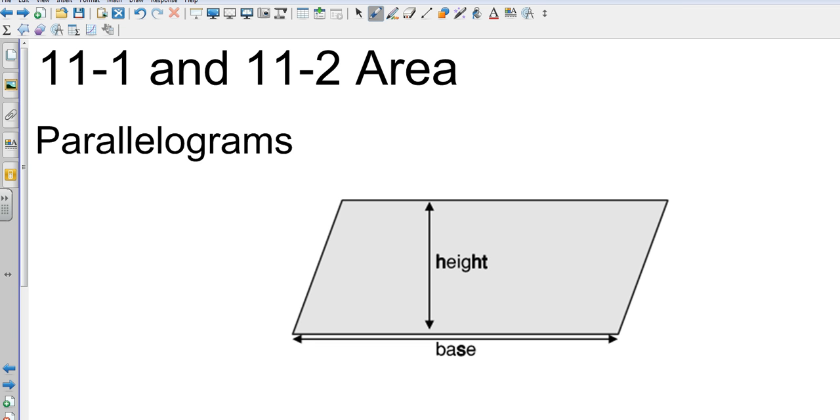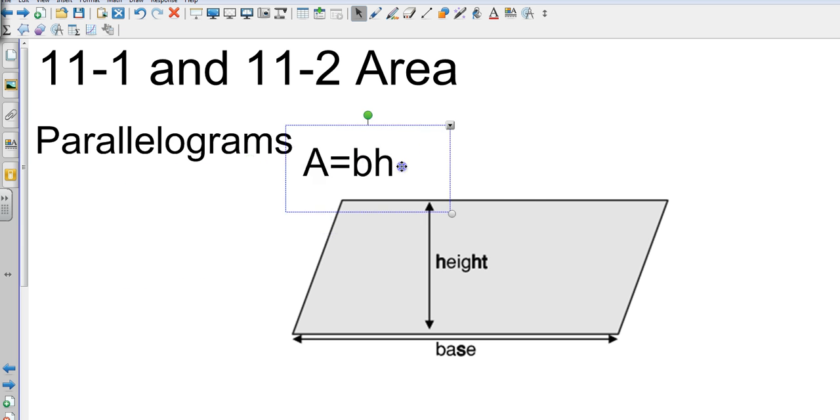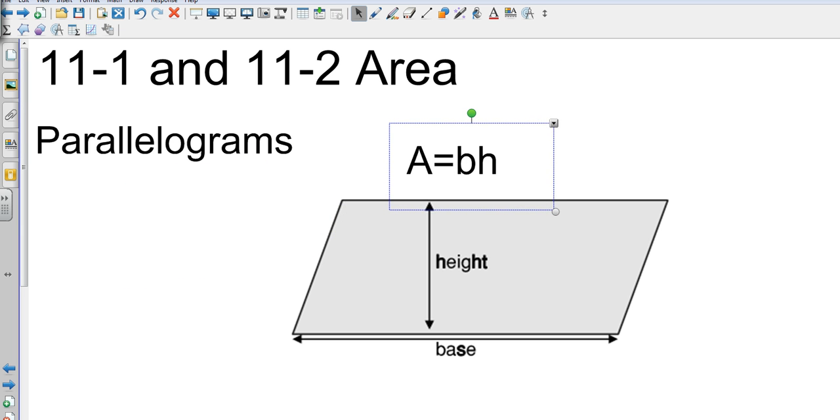Okay, so in our parallelogram, the height is drawn from the base to the other base. Technically, there are 2 bases, and it is drawn to create a 90-degree angle, just like an altitude. So the area of a parallelogram is found just by taking the base times the height, just like we would do in a standard quadrilateral. Okay, so area equals base times height.